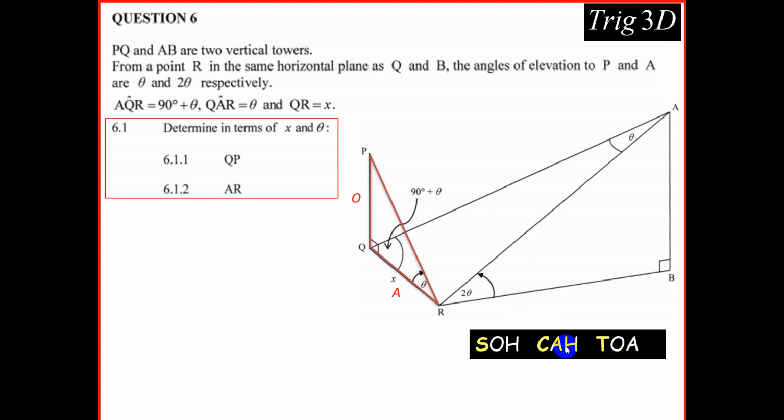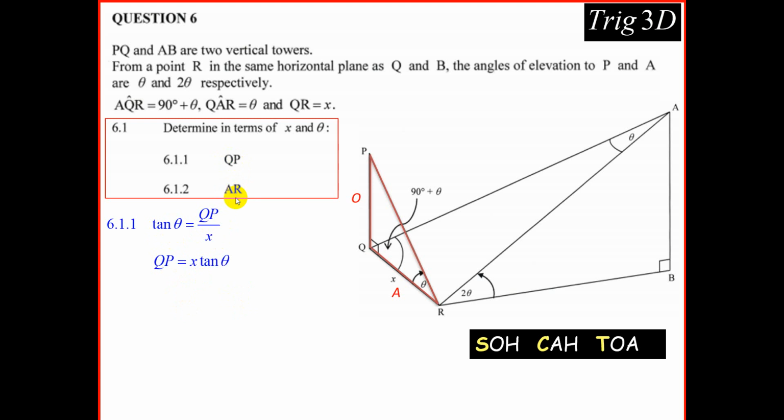So reminder, SOHCAHTOA, the ratio that has an O opposite and adjacent is tan. Tan is equal to opposite over adjacent. So we're going to write that down, that tan theta is equal to opposite, which is QP, over adjacent, which is x. And then we're going to find QP. Tan theta can be written over 1. Cross multiply, we get QP is equal to x times tan theta. And we found the first one, QP.